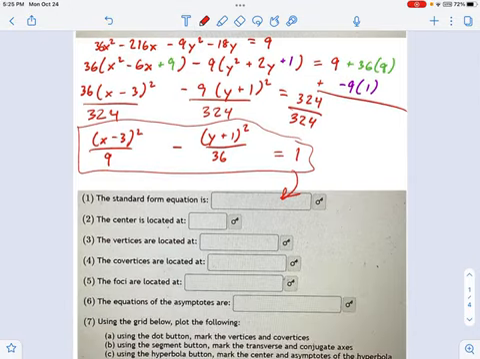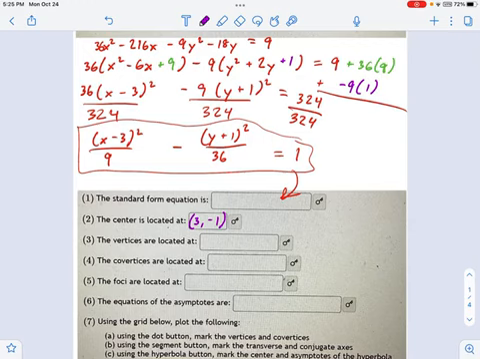And from that come all the key features of the hyperbola. The center, which you can see right here, is from these offsets, these shifts inside the parentheses. The center is going to be located at x equals 3, y equals negative 1. Okay, so that takes care of that.